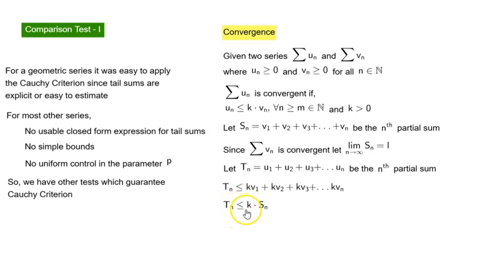So t sub n is less than or equal to k times, k is common to all of them, (v1 plus v2 plus v3 plus v4 plus dot dot dot v sub n), which is nothing but s sub n. So we have t sub n is less than or equal to k times s sub n, and u sub n is greater than or equal to 0 for all n in natural numbers, which implies the sequence of partial sums t sub n is monotonically increasing.